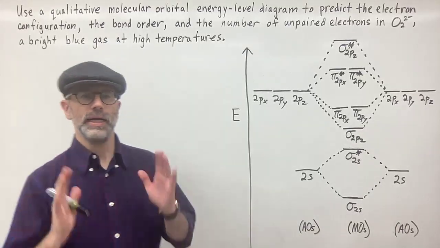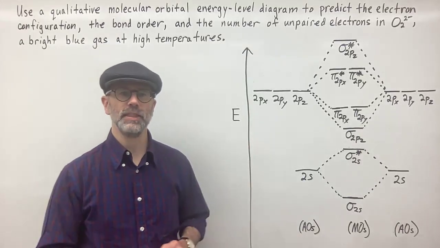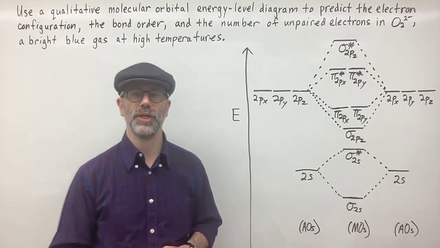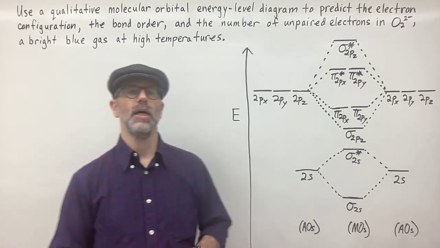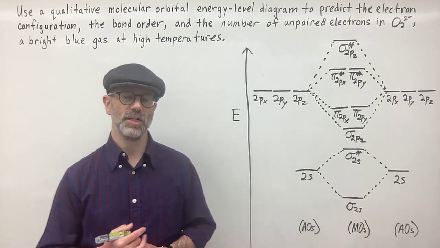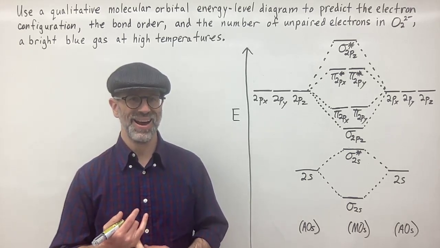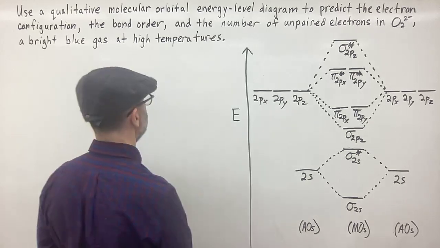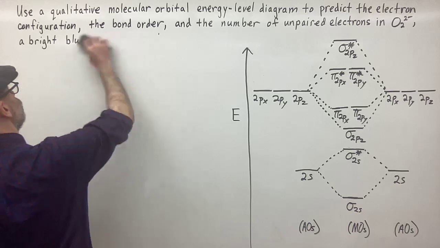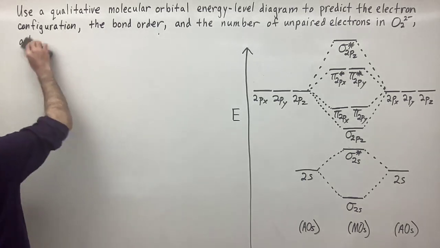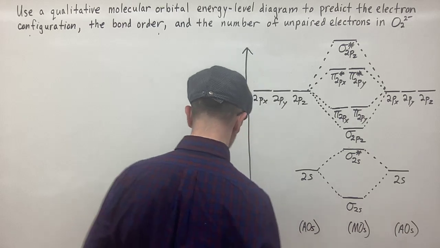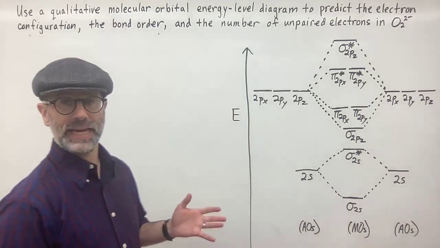Okay, so next problem, basically everything is the same. It says use a qualitative molecular orbital energy diagram to predict the electron configuration, the bond order, and the number of unpaired electrons in the O2 2 minus ion. Okay, forget the bright blue gas. I forgot to erase that for our new problem. Okay, so it's the same.